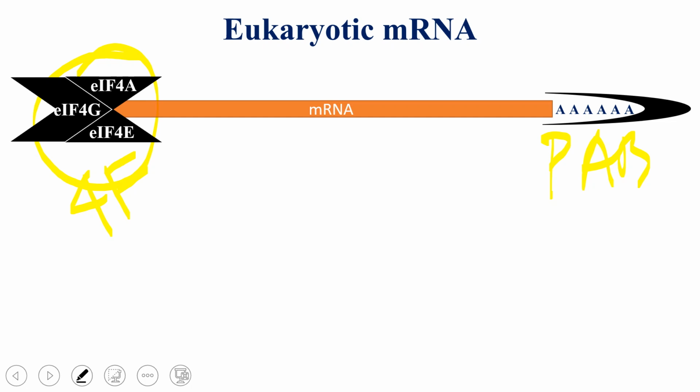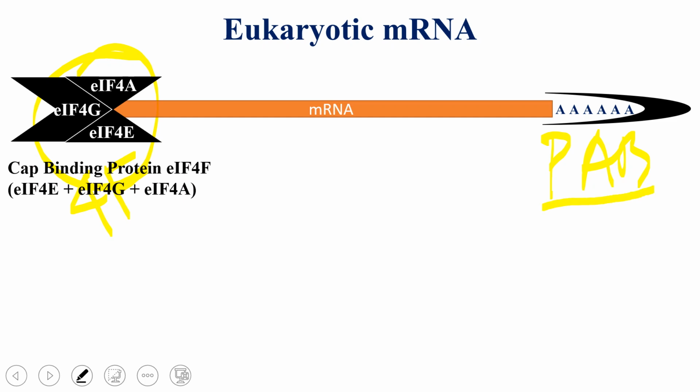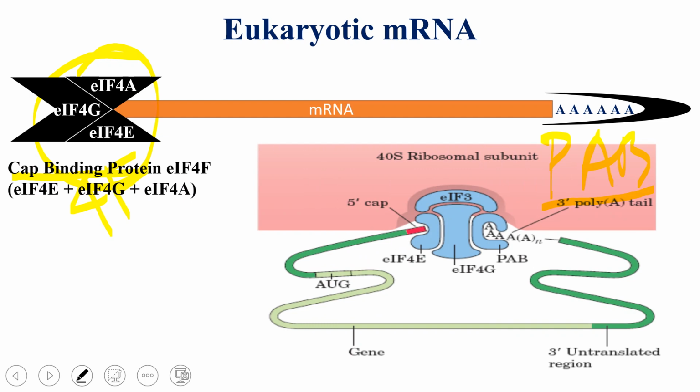So 4F equals 4G, 4E, and 4A, and this is called the cap binding protein. So at the 3' end, we have the poly A tail binding protein. At the 5' end, we have the cap binding protein. When we look at this messenger RNA, it looks straight, but it's not exactly straight. The poly A tail binding protein and the cap binding protein will form a loop. This is the loop.